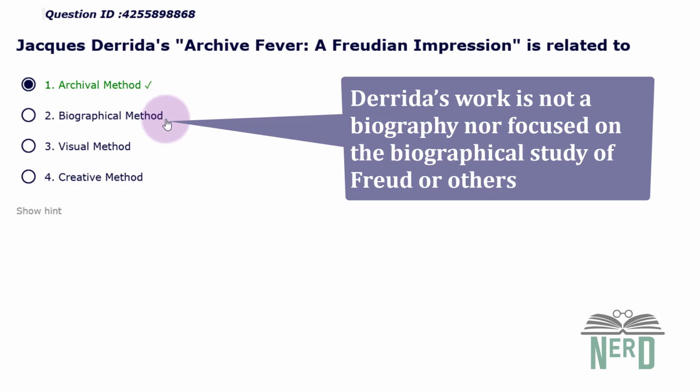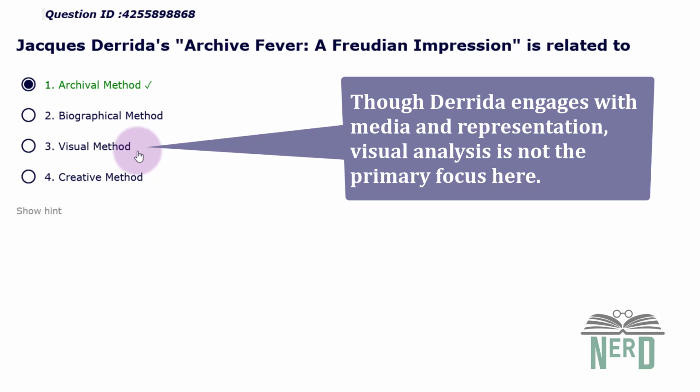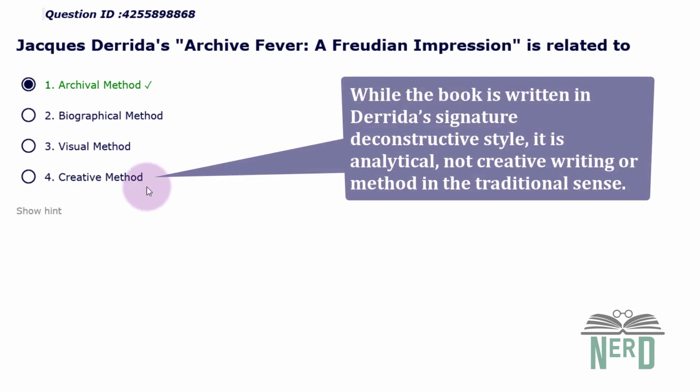Though Freud is discussed extensively, the work does not aim to examine Freud's life or use biographical data as a critical tool. This method does not apply here. Option C, visual method, might tempt you because Derrida does consider the role of media and representation. But visual analysis as a methodological lens is not central to the book. It is more about memory, repetition, and language than images. Option D, creative method, may sound plausible because Derrida writes in a dense, layered, sometimes poetic style.